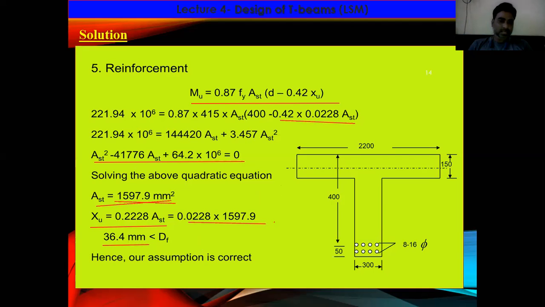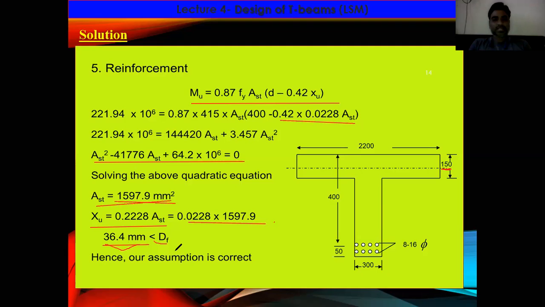So here my depth of neutral axis is 36.4 mm and thickness of flange is 150 mm. Therefore 36.4 mm is less than the thickness of flange, right? So therefore my assumption is right, and I can proceed for further calculation. Remember, this is very important. Two points you should remember.